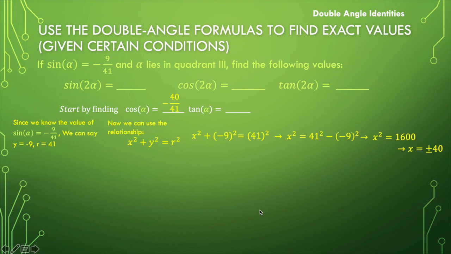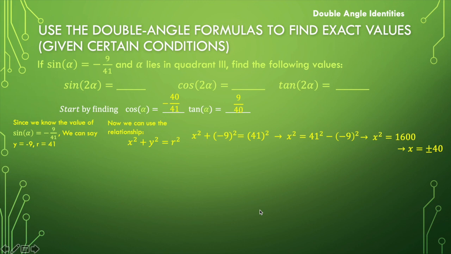Well, now we have our x as negative 40, our y as negative 9, and our r as 41. That also means that we can identify the tangent of alpha as y over x, or positive 9 over 40, right? And we also know that tangent in quadrant 3 is going to be positive, so that lines up very well. So now we're going to use our sine, cosine, and tangent of alpha to find our sine, cosine, and tangent of 2 alpha using our identities.